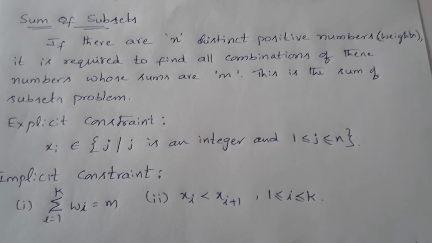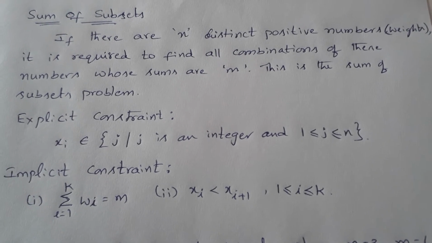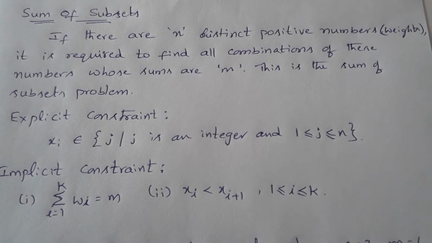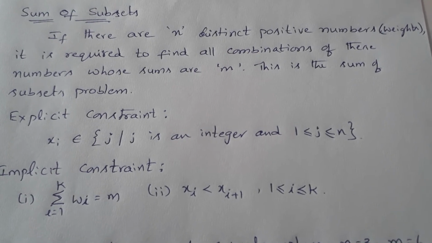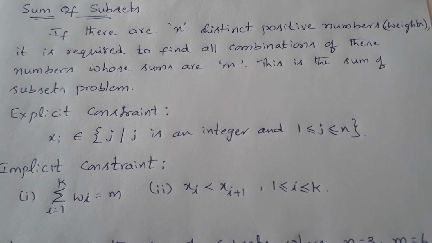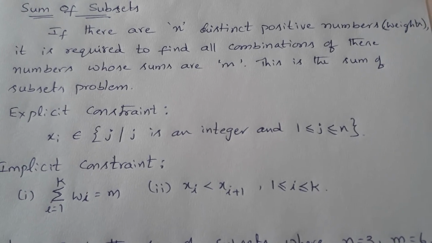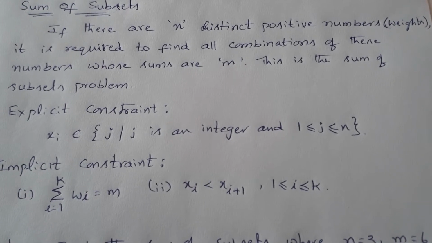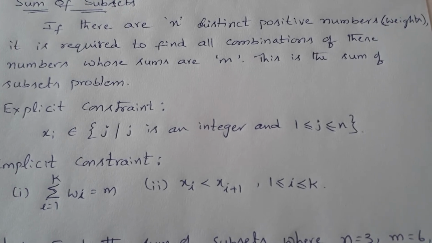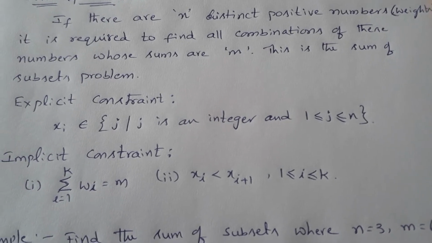Good morning. I will explain the sum of subsets problem. The problem statement is as follows. If there are n distinct positive numbers, also called weights, it is required to find all combinations of these numbers whose sums are m. This is the sum of subsets problem.